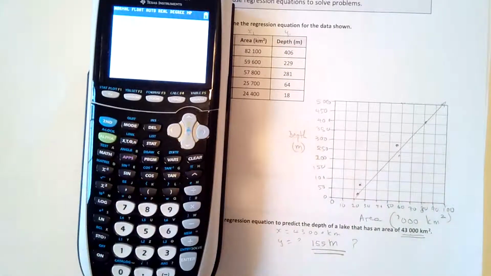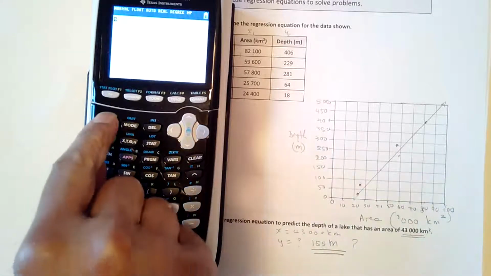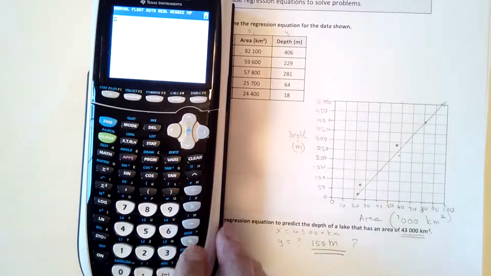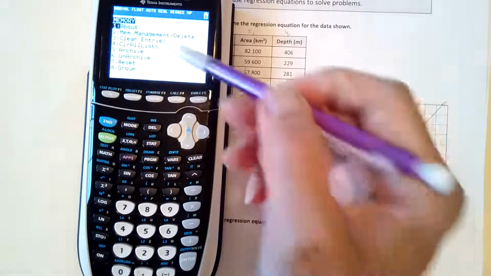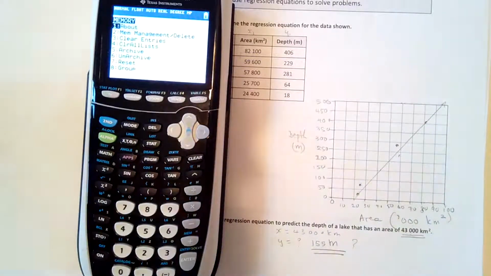Sorry, I need to reset, but you don't have to do it. I would like to reset my calculator. Second, and this is in your book, plus sign, and then go down to reset.